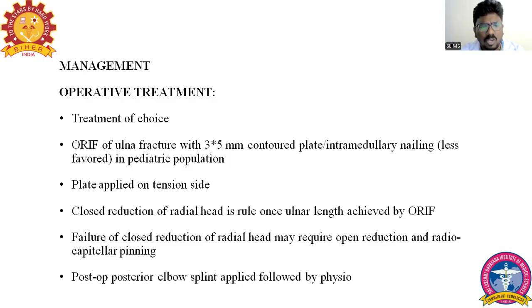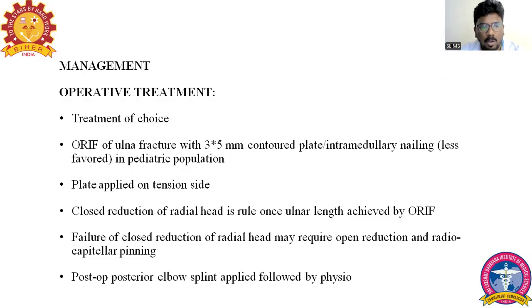This is the treatment of choice. The plating of ulna, open reduction, internal fixation. Here the reduction is very difficult, and hence we go for open reduction internal fixation with the 3.5 mm contour plate, or intramedullary nailing, which is most commonly used in a pediatric or adolescent population where open reduction internal fixation is a bit complicated. Whenever you apply a plate, you will go for the 3.5 system.